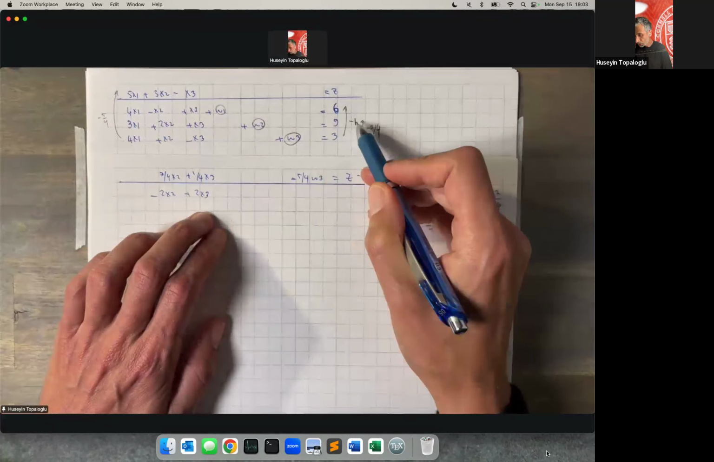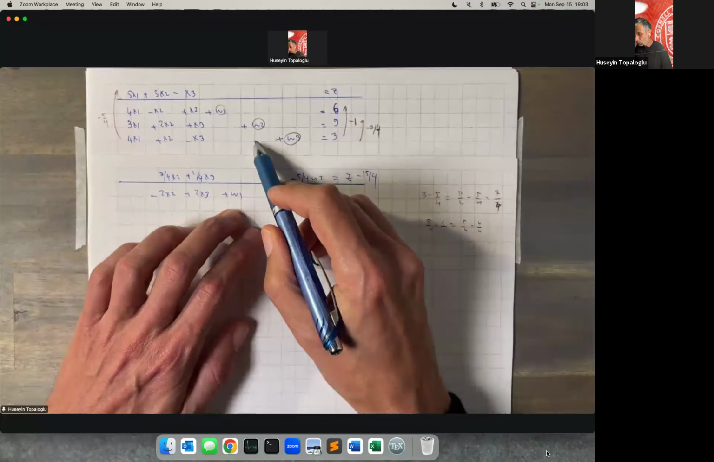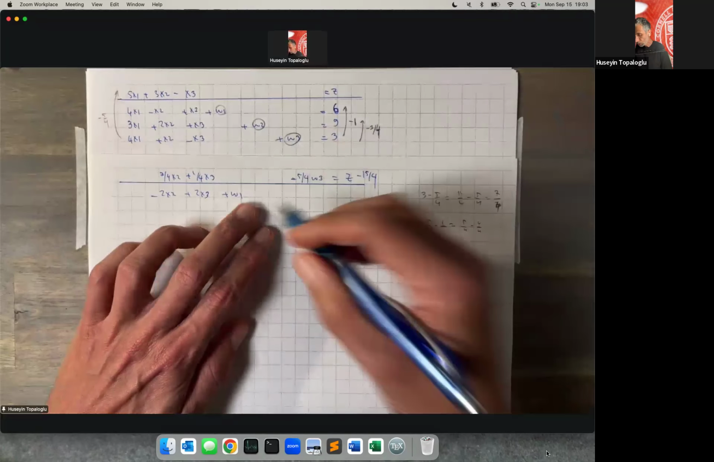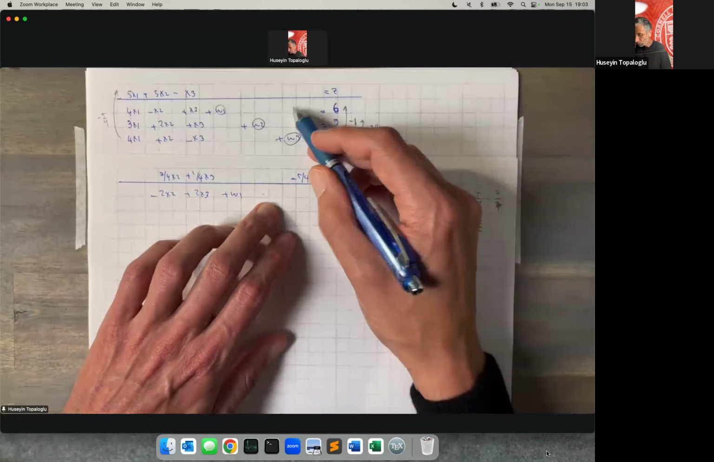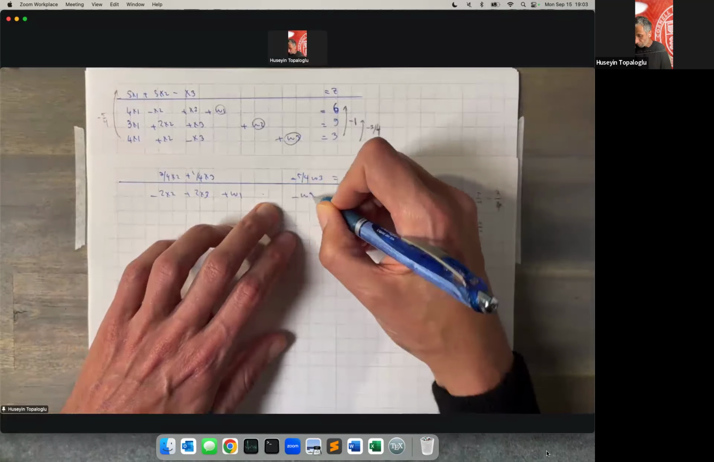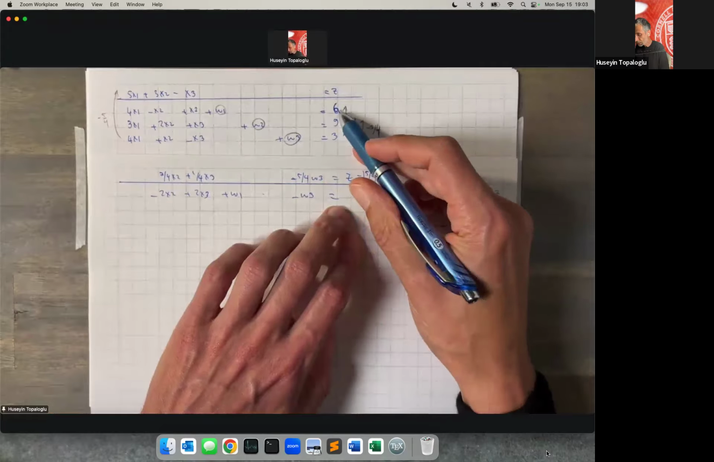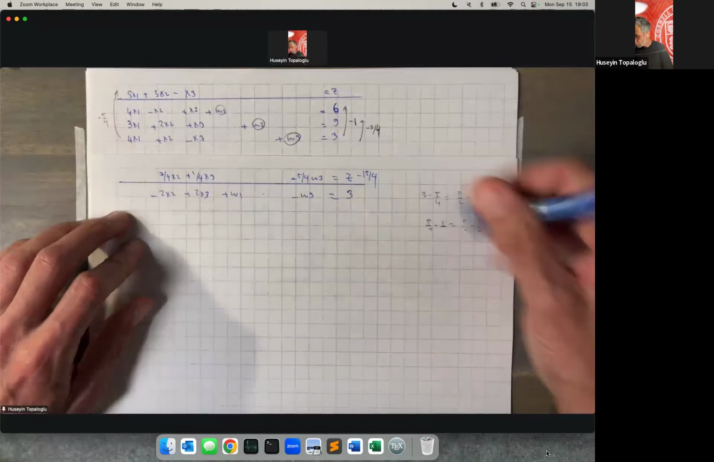0 w1 times minus 1 is 0 w1, plus another w1, w1. No w2 times minus 1 is no w2, plus another no w2, no w2 here. w3 times minus 1 is minus w3, plus 0 w3, minus w3. On the right-hand side, 3 times minus 1 is minus 3, plus another 6, 6 minus 3. That's going to be a 3 on the right-hand side.